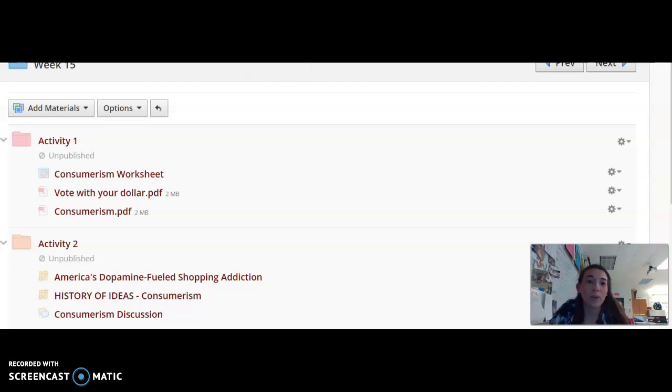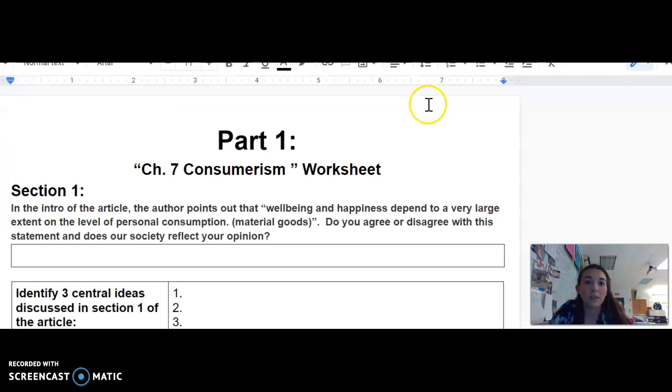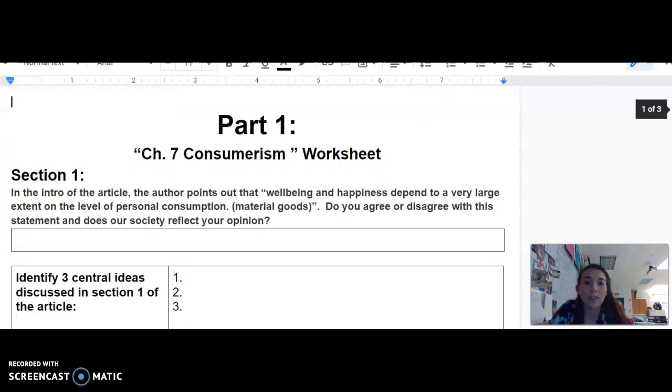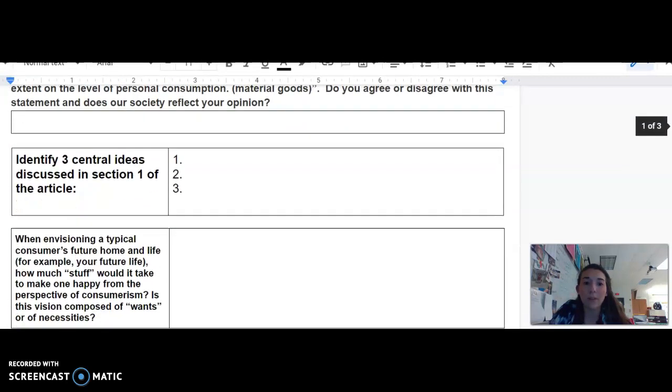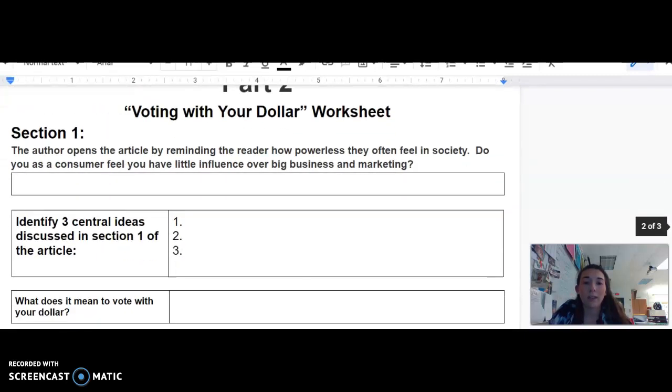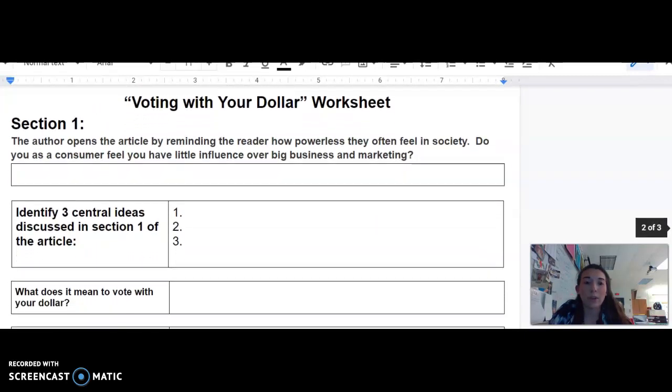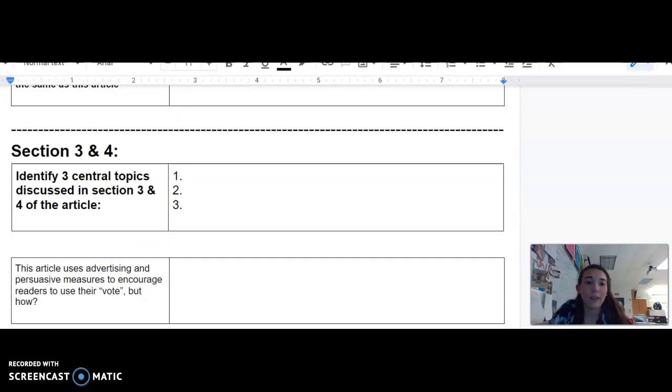So, Activity 1, we are looking at consumerism. Last week you read Fade to White, and that has some tendencies to focus on consumerism along with Brave New World. So we are going to be looking at two different articles. One is Vote with Your Dollar, and the other one is a specific one about consumerism. And this worksheet looks like this. Part 1 is the Chapter 7 Consumerism, and it's broken into sections. And then Part 2 is Vote with Your Dollar, and it is also broken into sections.